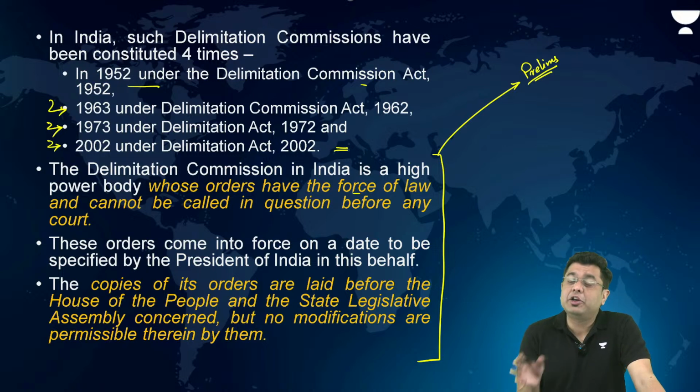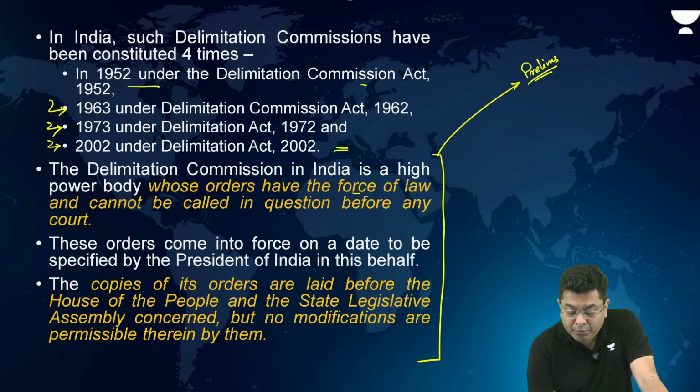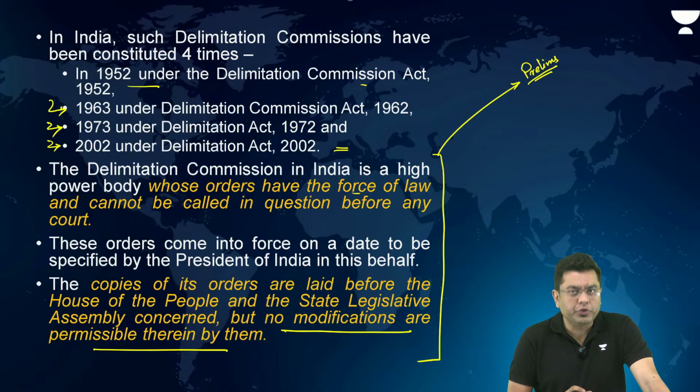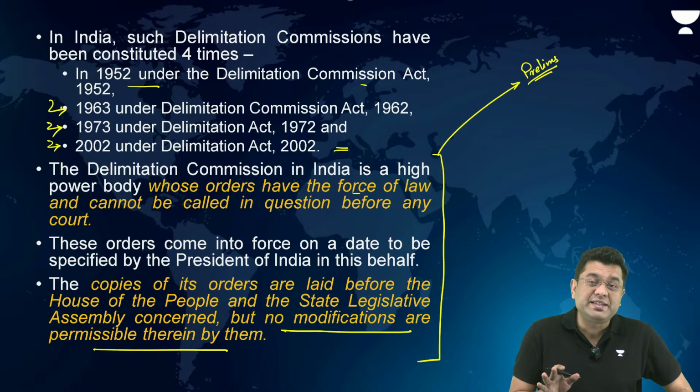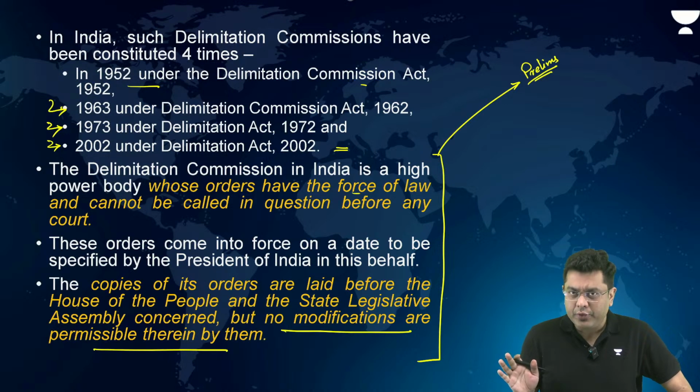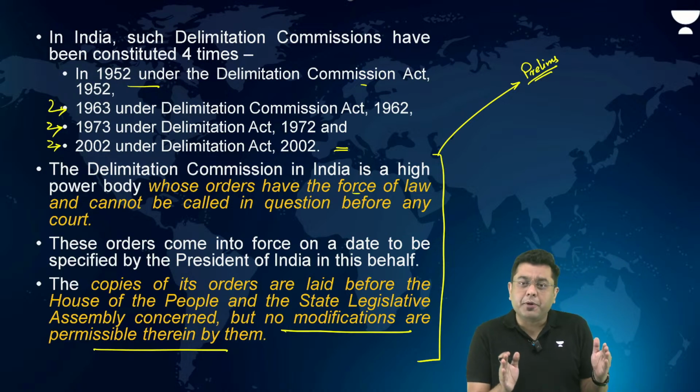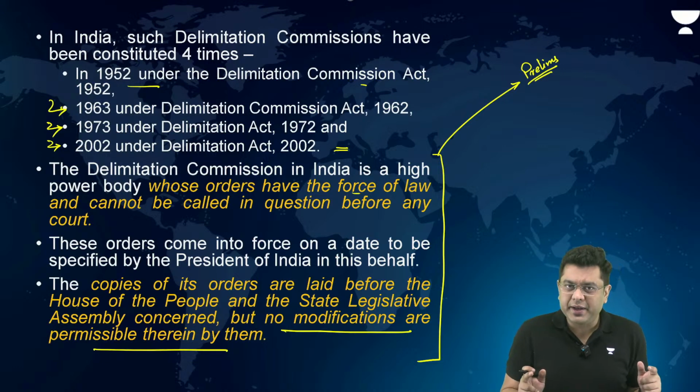Now, having said that, the copies of the orders passed by the Delimitation Commission are placed before the Parliament and the legislative assemblies as well. However, modifications are not permissible within those orders. So it is placed before the Parliament, it is placed before the state legislature, but modification is not to be allowed. So that is the constitutional provision associated with delimitation.